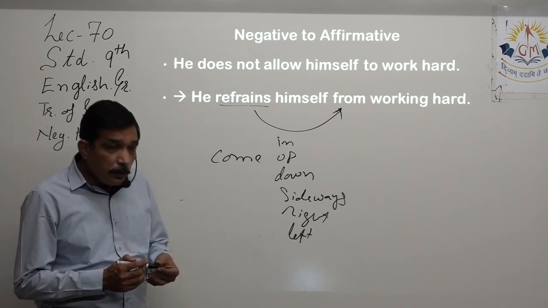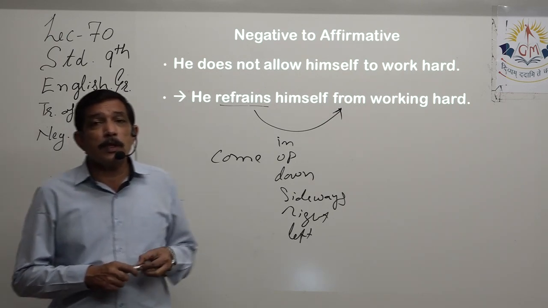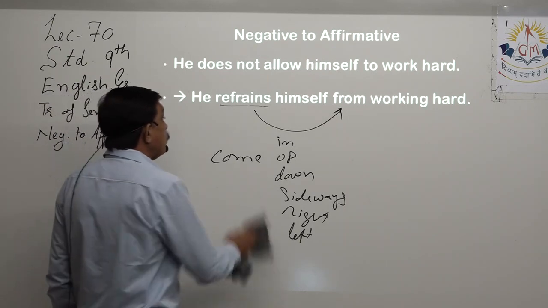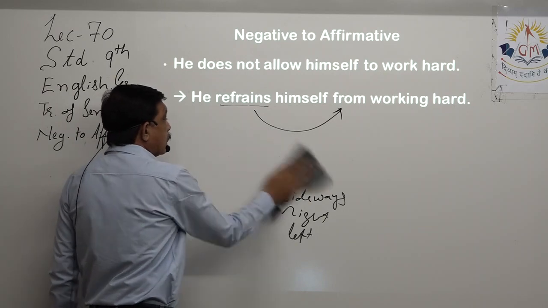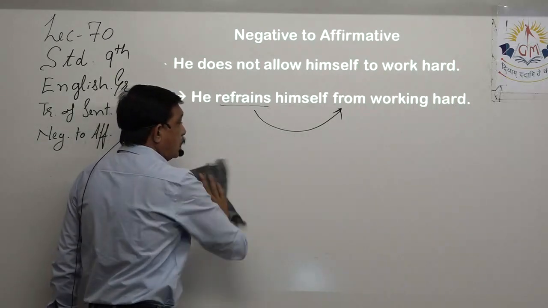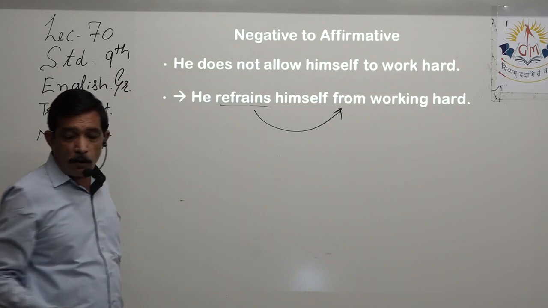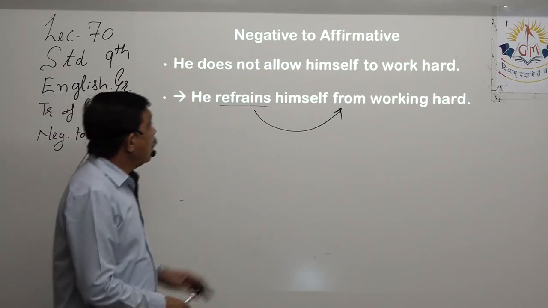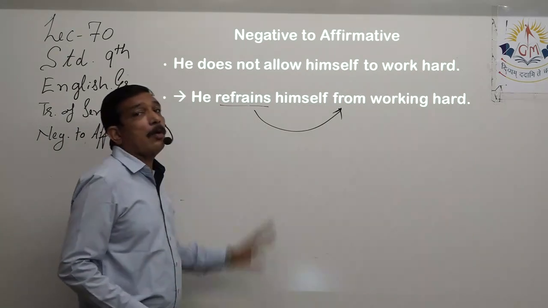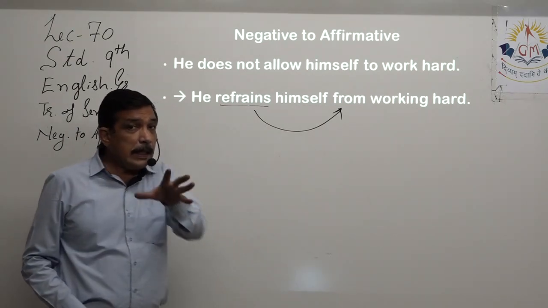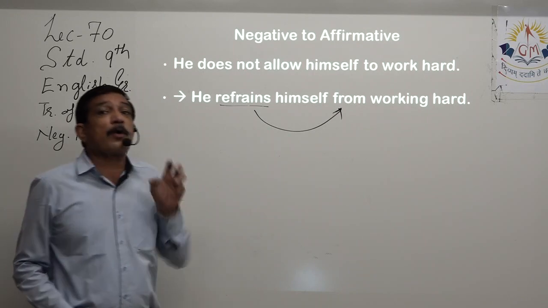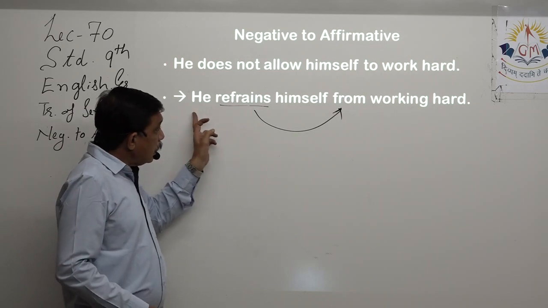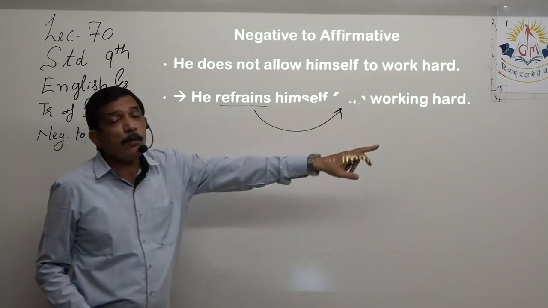So some verbs can be used with any preposition, but some verbs have limitations. These verbs take prepositions of their own only. Yes, so refrain with, no, refrain from. As I said, he is holding himself back from working hard. So he refrains himself from working hard.